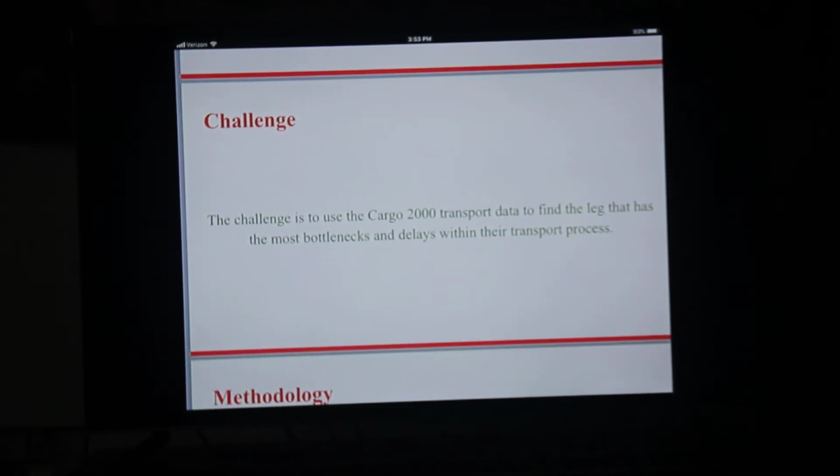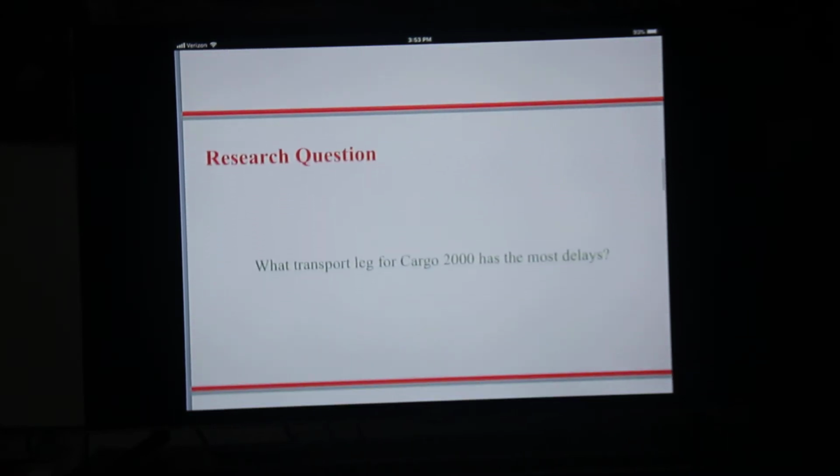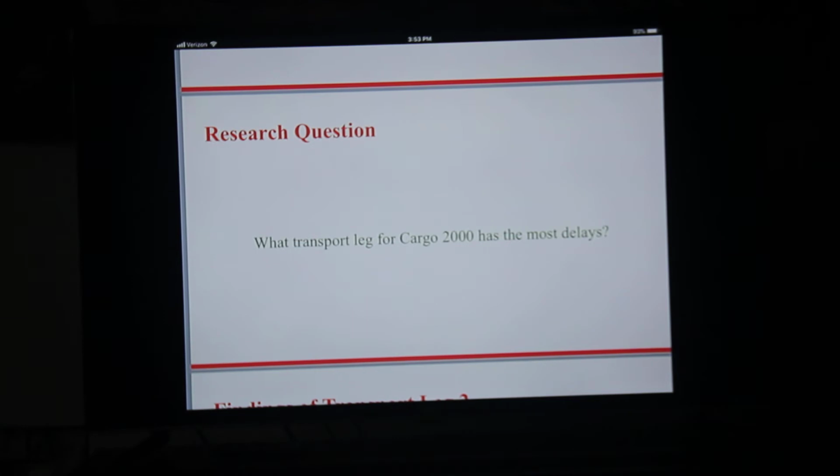The challenge is to use the Cargo 2000 transport data to find the leg that has the most bottlenecks and delays within the transportation process. The methodology that we used was the R platform, and the data was provided by Cargo 2000. The research question that we came up with is, what transport leg for Cargo 2000 has the most delays?